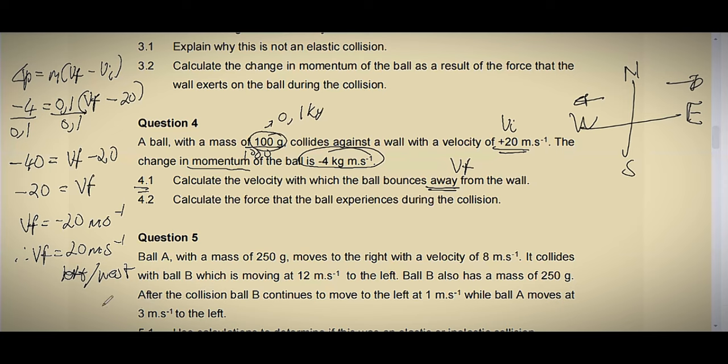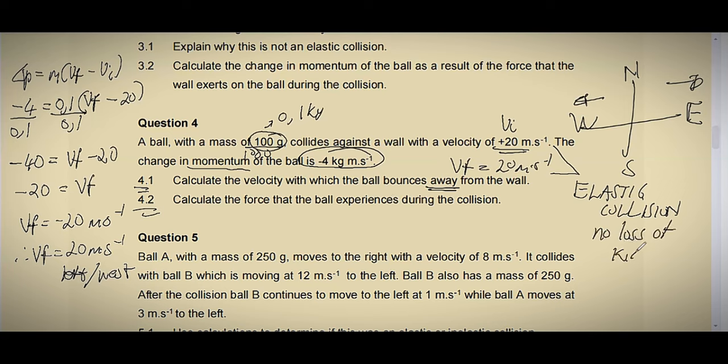Then let's see here, we have 4.2. It says calculate the force that the ball experiences during the collision. Now, note this, our VF is 20 meters per second. Our VI is 20 meters per second. Now, what does this tell you? It tells you that we are dealing with an elastic collision. Right. So this is an elastic collision, and that means there was no loss of kinetic energy.